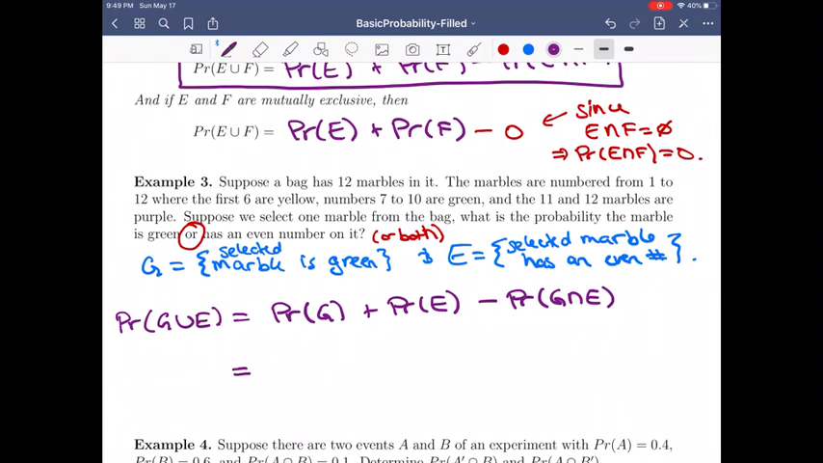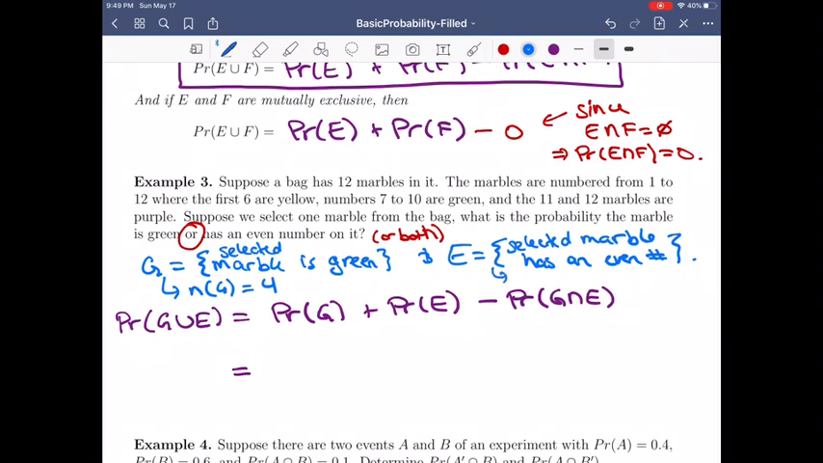So there's 12 marbles in total, and we're equally likely to grab any of these marbles. So how many of them are green? Numbers 7 to 10 are green. So the number in G is going to be 7, 8, 9, 10. That's going to be 4. 4 of the marbles are green.